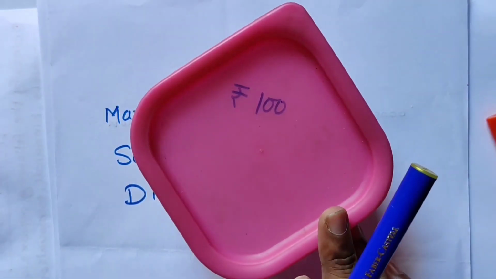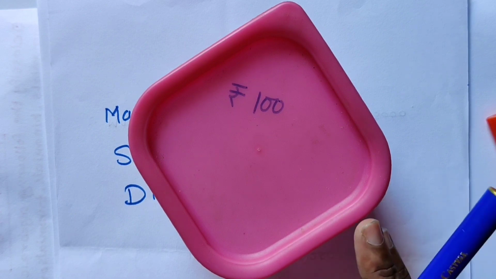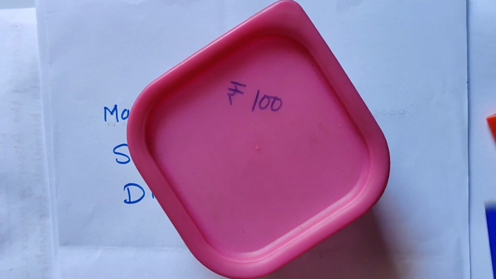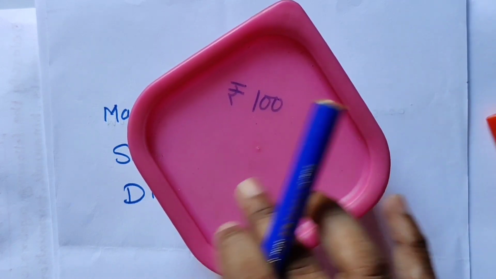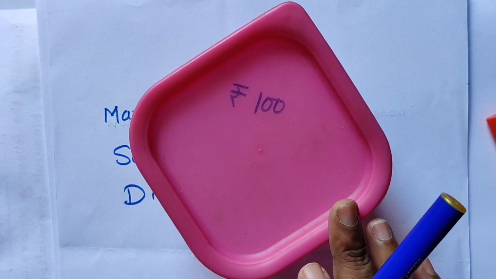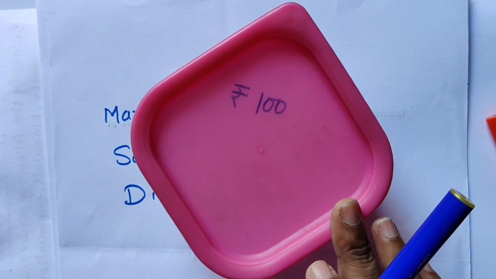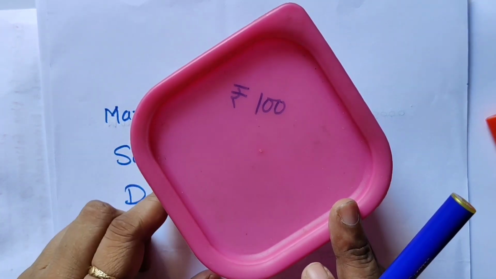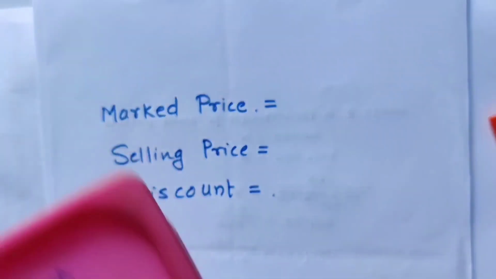For example, on t-shirts, shirts, pants, tops, and dresses, we can see the price tag is over there. That tag is nothing but the price of that particular commodity. That price is the printed price, and that printed price is known as marked price. For example, in this box, the marked price is rupees 100.